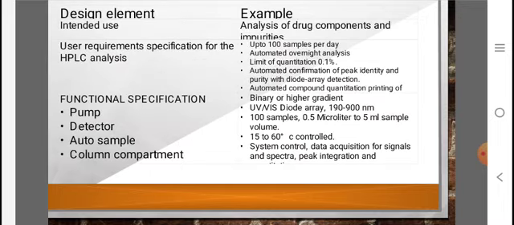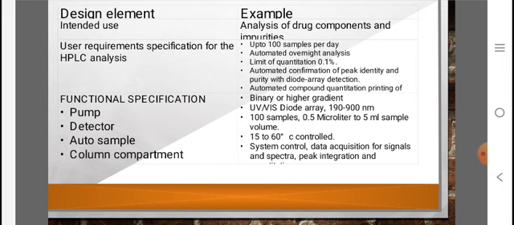Coming to design elements, intended use, the example is analysis of drug components and impurities. User requirement specification for the HPLC analysis is up to 100 samples per day. Automated overnight analysis, limit of quantification 0.1%. Automated confirmation of peak identity and purity with diode array detection. Automated compound quantification, printing of the components. Functional specification: pump, detector, autosampler, column compartment, all should be checked.